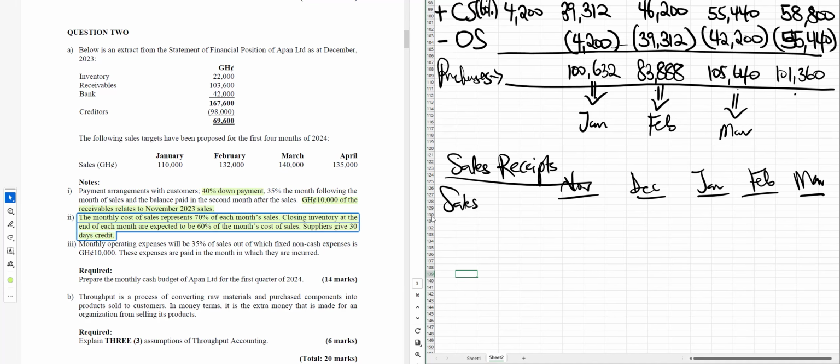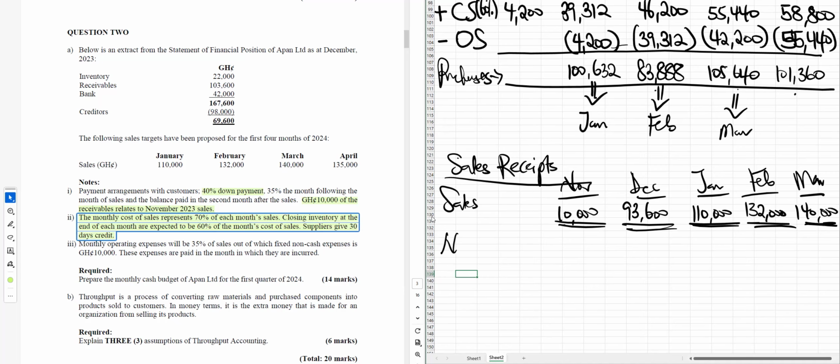We know that this one, the sales was how much? 10,000, right? December sales was what? 93,600. Then 110,000, 132,000, 140,000, right? Okay. So in that case, let's start the collections.